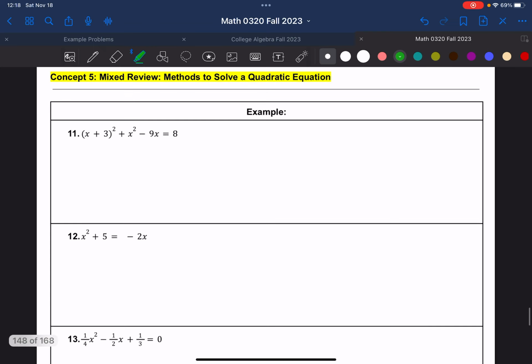Now let's look at some mixed review, meaning we can use any method we want to solve these quadratic equations. We could use the AC method and the factor by grouping. We could use the trial and error method. We could use the quadratic equation. Completely up to you. Since this is practicing using the quadratic equation, I'm just going to use the quadratic equation for each one.